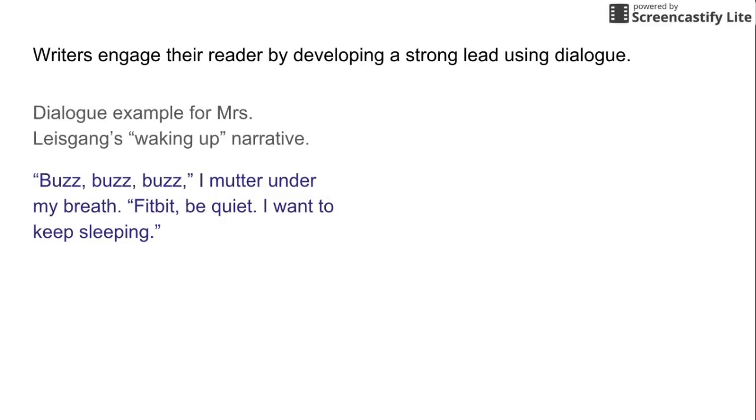So here's my example. "Buzz, buzz, buzz," I mutter under my breath. "Quiet, be quiet. I want to keep sleeping." And so my annoyance with the alarm is hopefully coming through loud and clear.